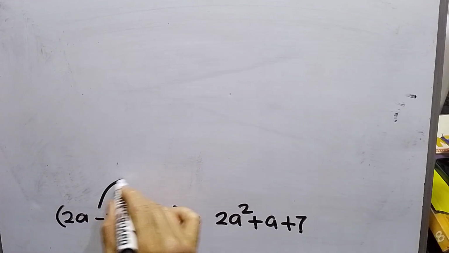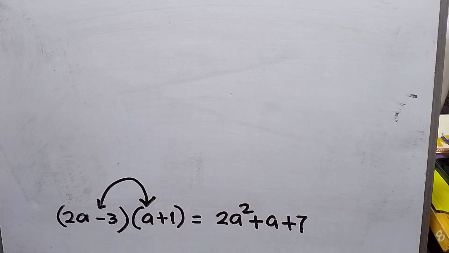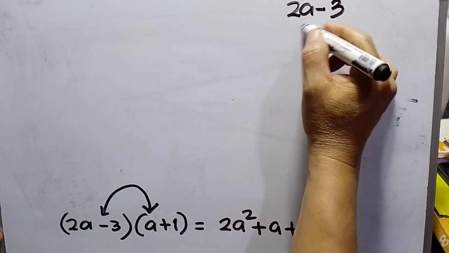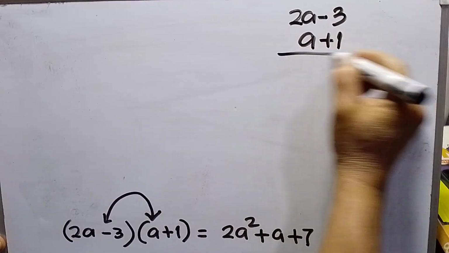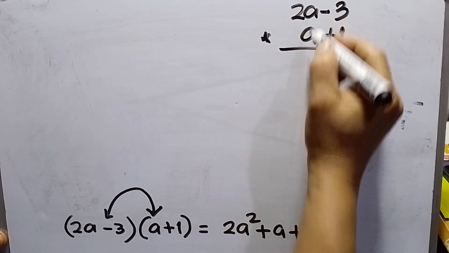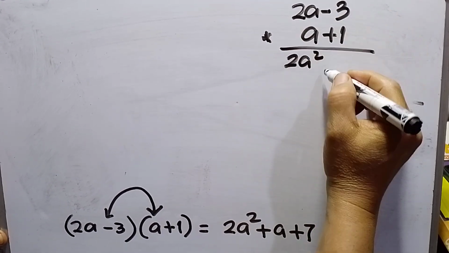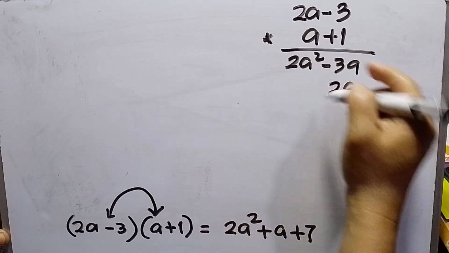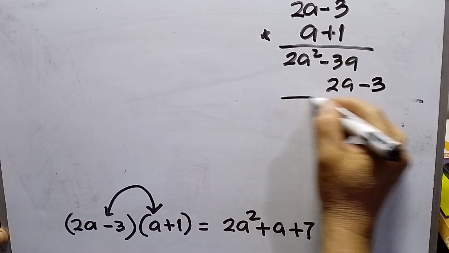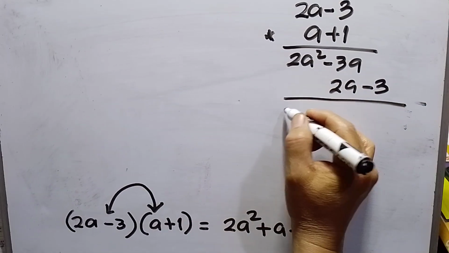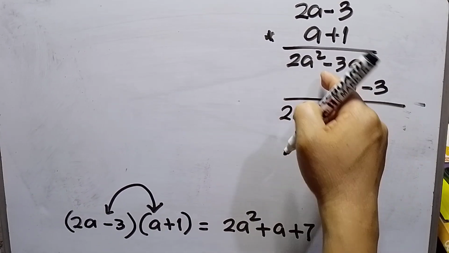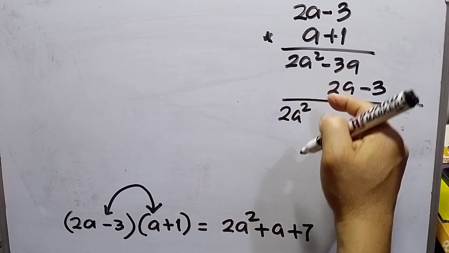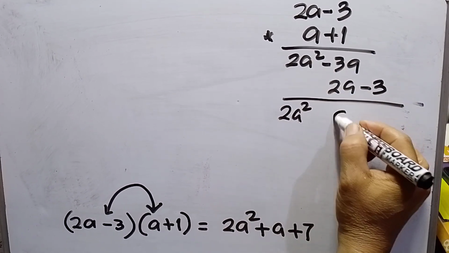And then I need to multiply these two factors. So 2a minus 3, then times a plus 1. So this will be 2a squared, then minus 3a times 2a minus 3. Bring down 2a squared. Okay, minus 3a plus 2a, this is subtraction. 3 minus 2 is 1 since this is a.